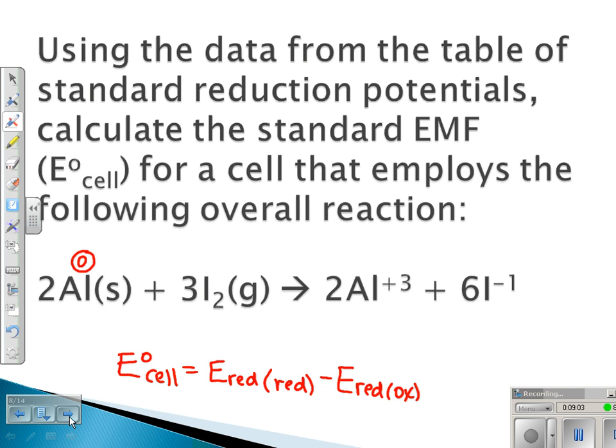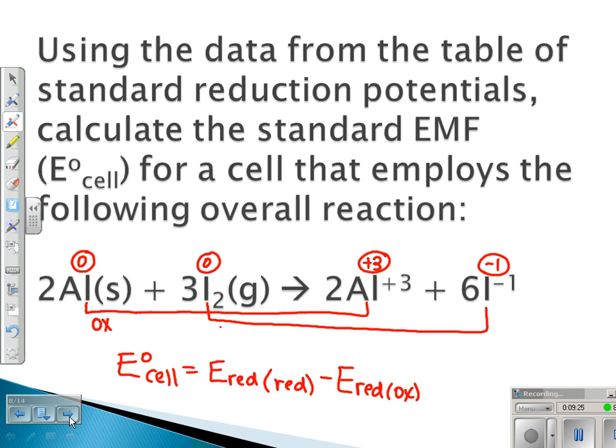So let's do that. Aluminum has an oxidation number of 0. I2 has an oxidation number of 0. Remember, coefficients don't matter. Al plus 3 has an oxidation number of plus 3, and I minus 1 has an oxidation number of minus 1. So aluminum is going from 0 to plus 3. That means it lost electrons, so it is being oxidized. I2 is going from 0 to minus 1. That means it gained electrons, so it is being reduced. Okay, so I now know which one's which. I'm going to do iodine for this one, and I'm going to do aluminum for this one.